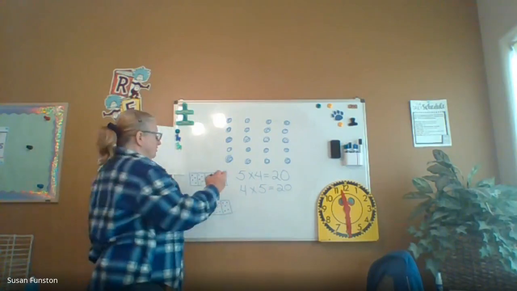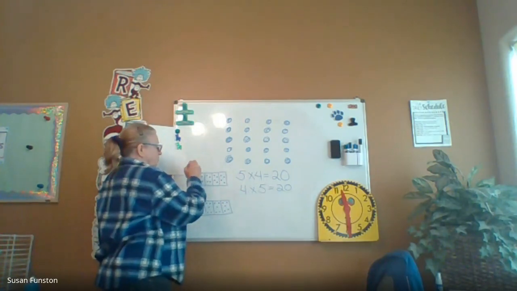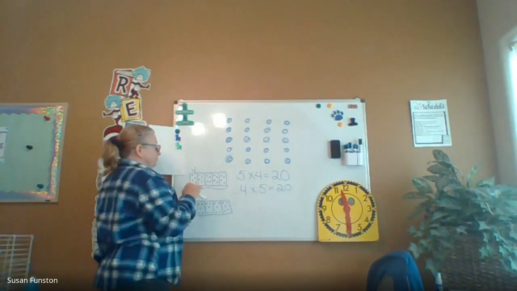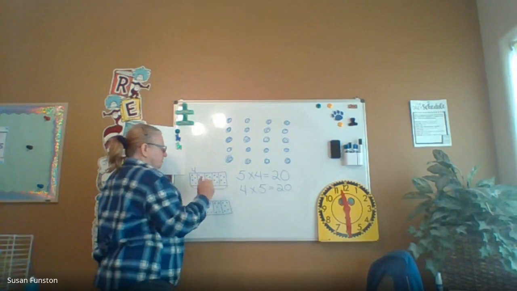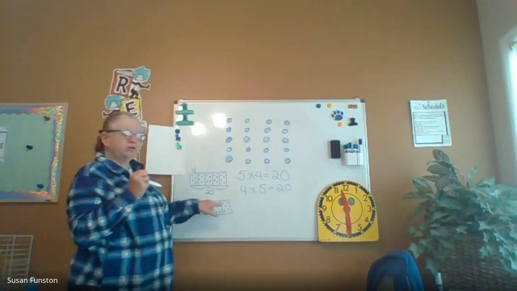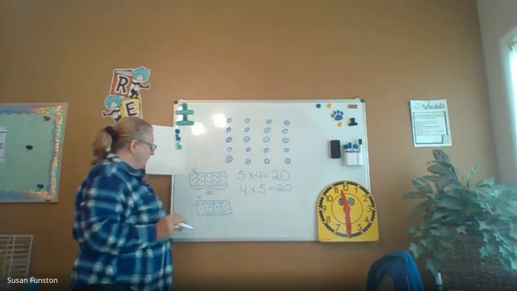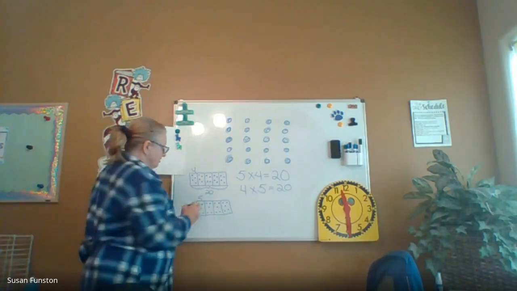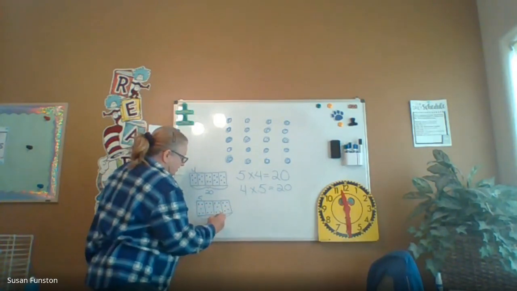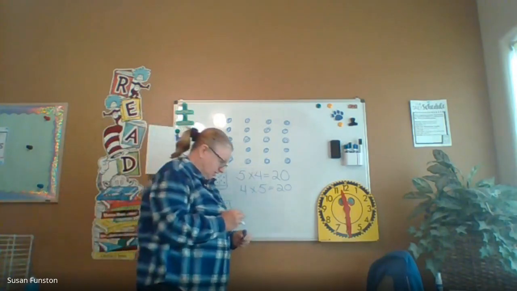All right, so here I have 5 times 4, where I have 5 sections with 4 in each box. And let's count by 4s and see what our total is. 4, 8, 12, 16, 20. Here I have a tape diagram with 4 sections with 5 in each section. Let's count by 5s. 5, 10, 15, 20. So once again, we see that the commutative property is correct. It allows us to move our numbers around in a multiplication sentence.